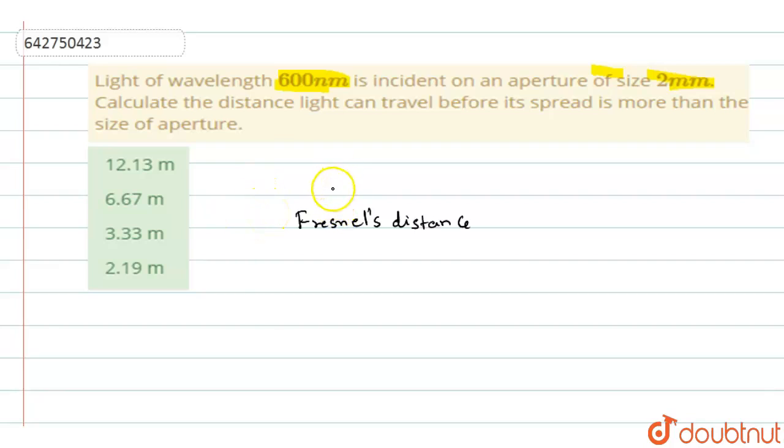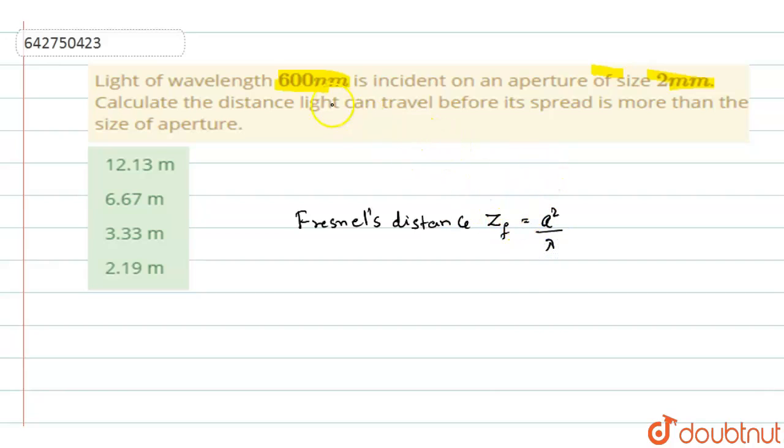But there are some situations where the width of the slit will be more than the size of the aperture, and the minimum distance at which the spreading of light is comparable to the size of the aperture, we call it Fresnel's distance, and Fresnel's distance is given by ZF equals a square by lambda.